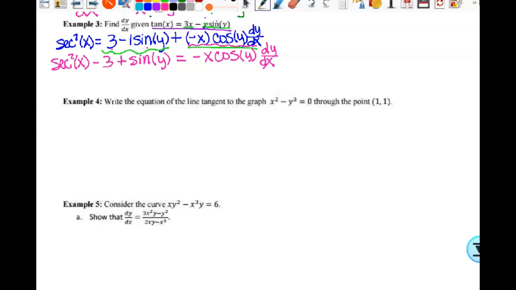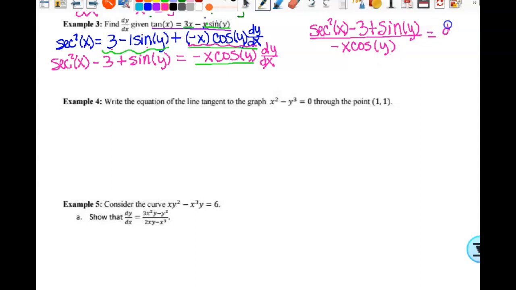So instead, now I want to get dy dx by itself, so I'm going to divide by that part right there. So if I divide both sides by that, my left is secant squared x minus 3 plus the sine of y divided by negative x times the cosine of y. And what does that equal? Dy dx. Good. Okay. What questions do you have?